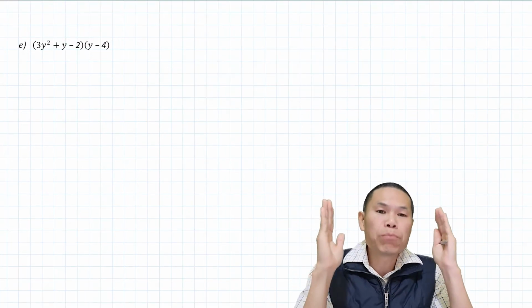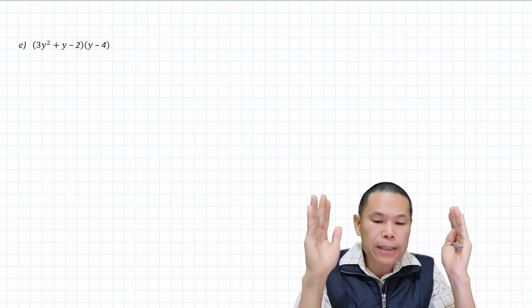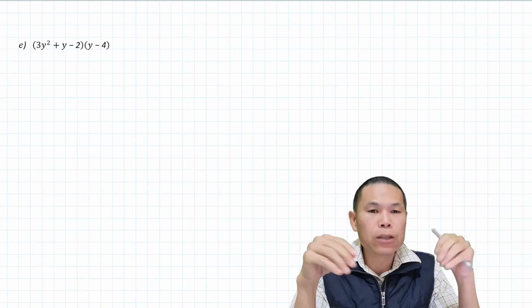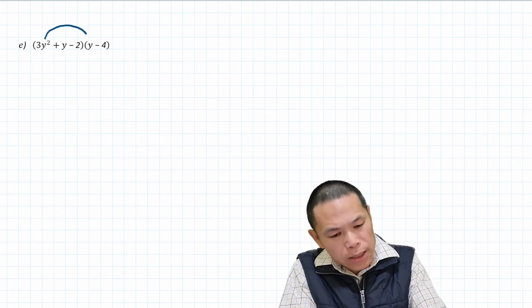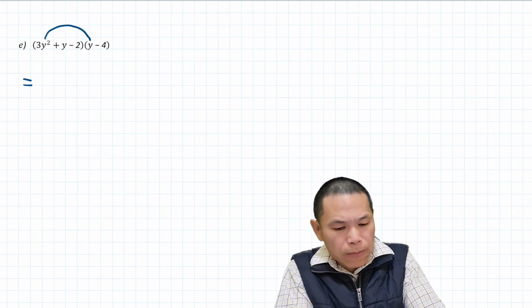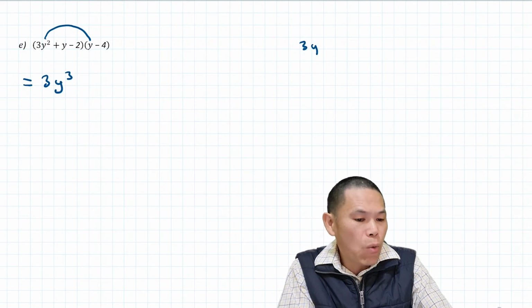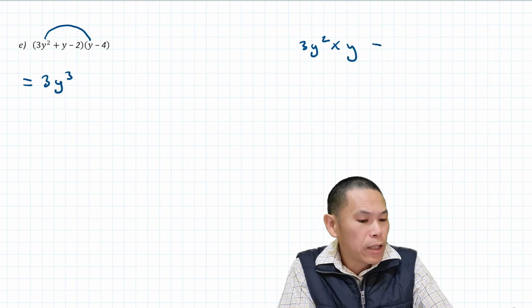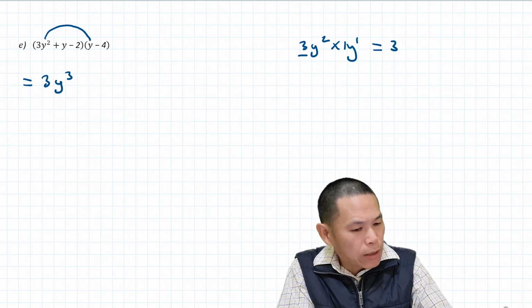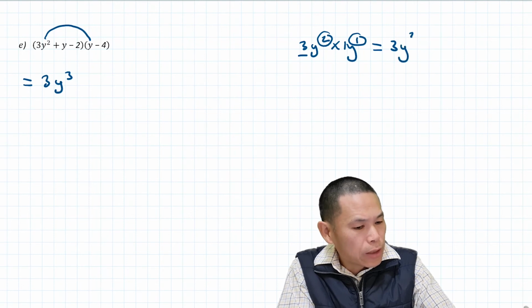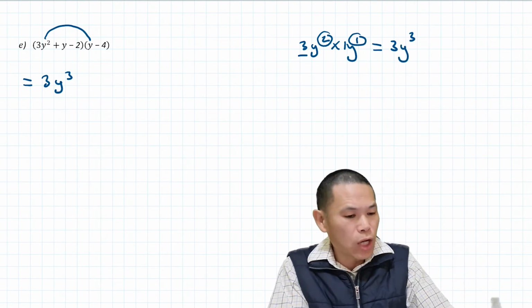Again, the first bracket has more than 2 terms. In fact, it's 3 terms, right? Doesn't matter, do the same process. So we start with 3y squared times y. So that will get 3y to the power of 3, because 3y squared times y. 3 times nothing in front of y means 1, 3 times 1 is 3. And y means y power 1, so we just add 1. 2 plus 1 is 3. So we just add the index when you multiply this together.